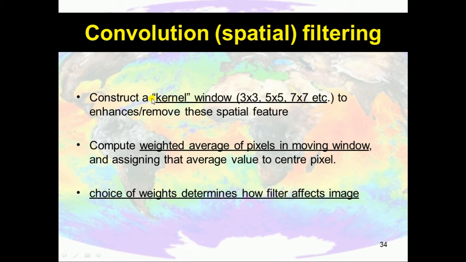Convolution filtering: construct a kernel window, 3 by 3, 5 by 5, 7 by 7 and so on, to enhance or remove the spatial feature. Compute the weighted average of pixels in the moving window and assign the average value to the center pixel. The choice of weights determines how the filter affects the image. We have to check how different values affect our image quality and what the outputs are.